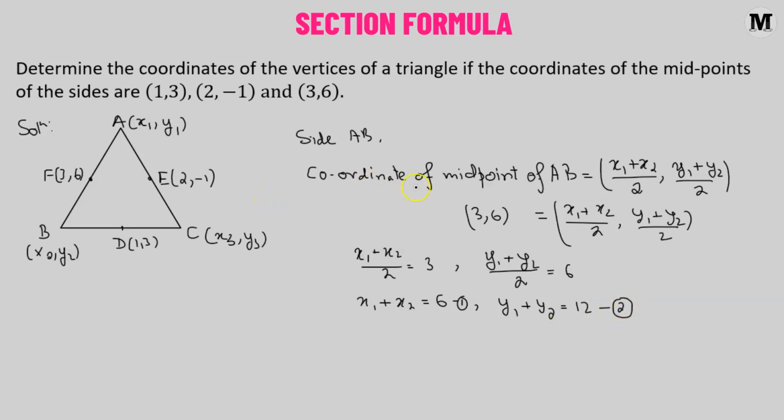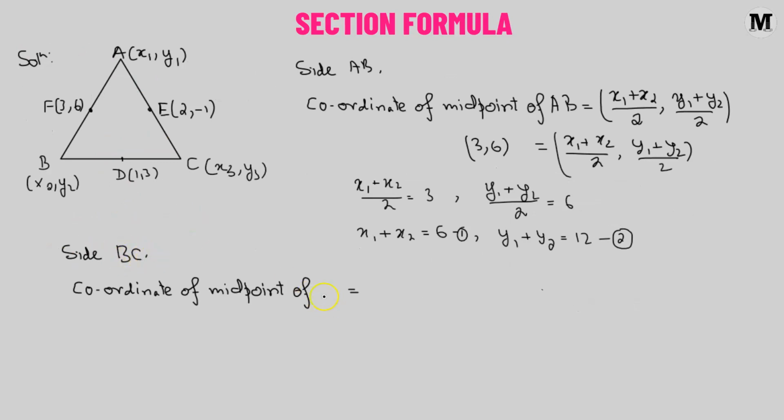Similarly, we'll try to find out the coordinate of the midpoint of side BC. So what we'll do, we'll take the sum of the endpoints, that's x2 plus x3 divided by 2, this is going to be the x coordinate, and for the y coordinate, we take the sum of the y coordinates of the endpoints, divided by 2. And it's already given here that the midpoint of BC is 1, 3. So we have 1, 3 equals (x2 plus x3) divided by 2, (y2 plus y3) divided by 2.